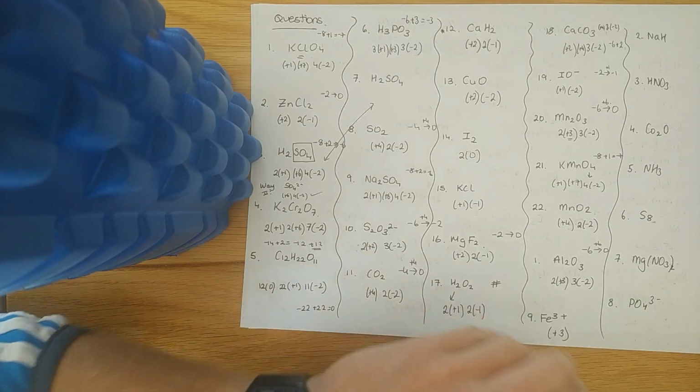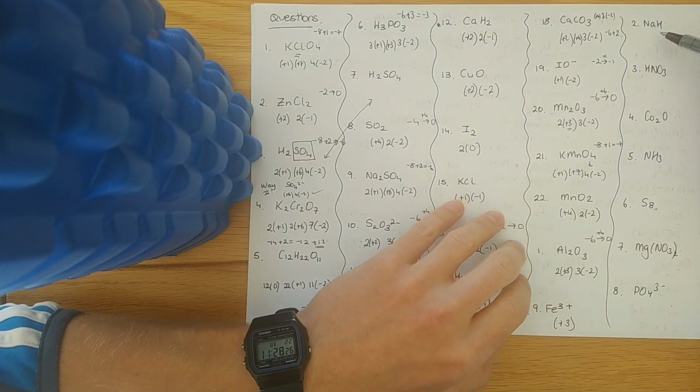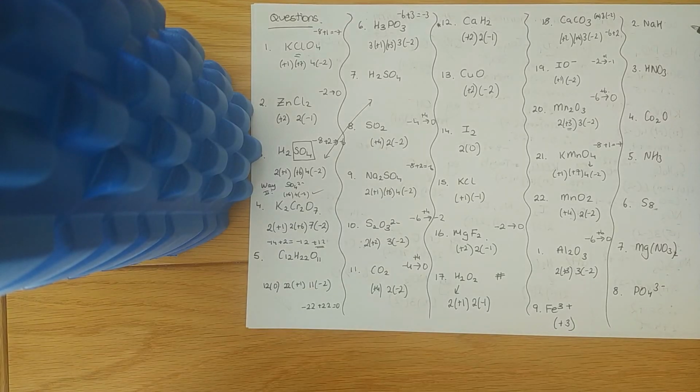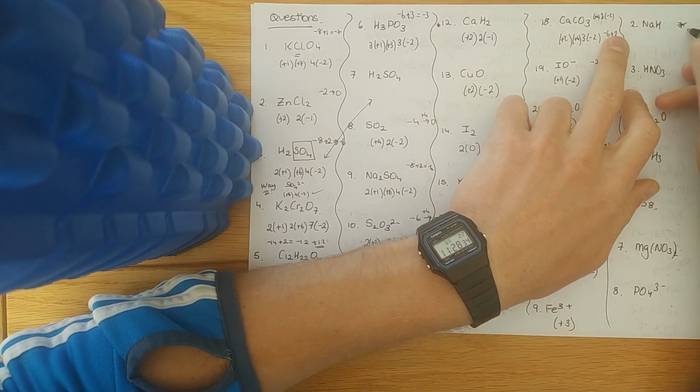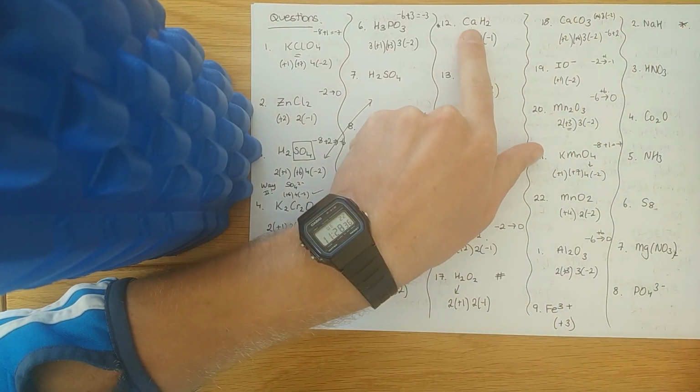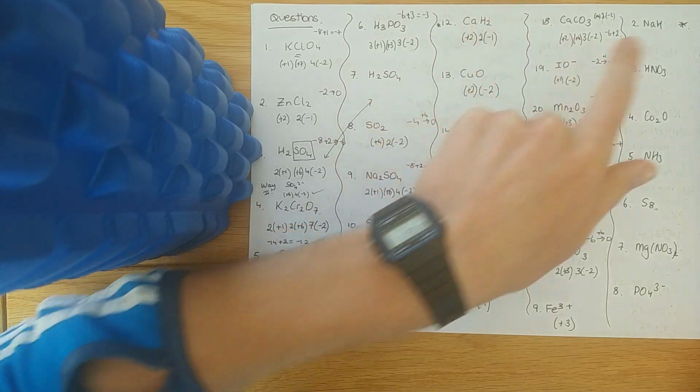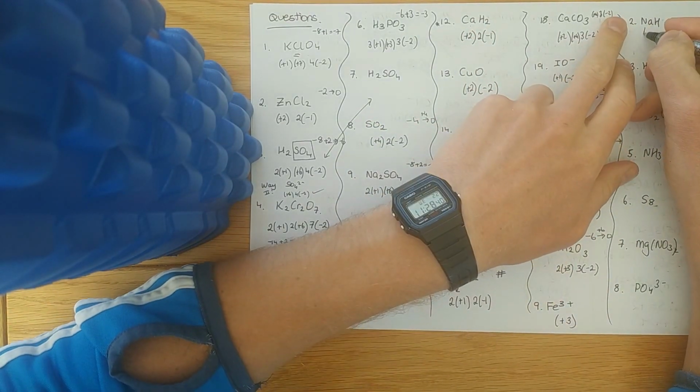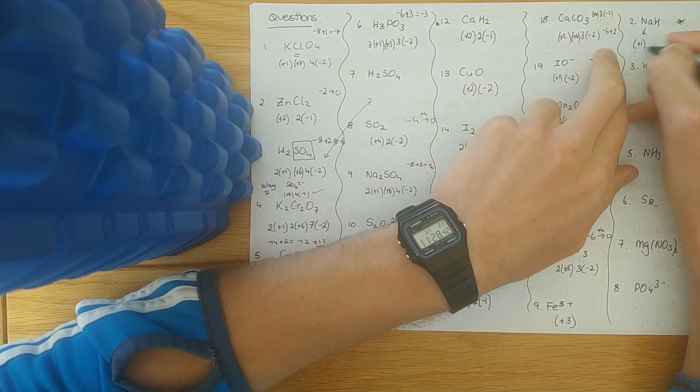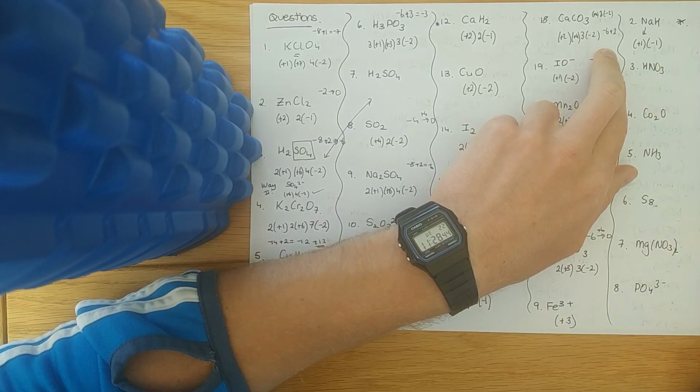NaH, this is another exception for your hydrogen you'd see in your rules. Hydrogen's always minus 1, except when it's bonded to metals. So we've seen it over here with calcium, our group 2 metal. Now we've got it with our group 1 metal. So your sodium takes preference, it's plus 1, your hydrogen is minus 1.